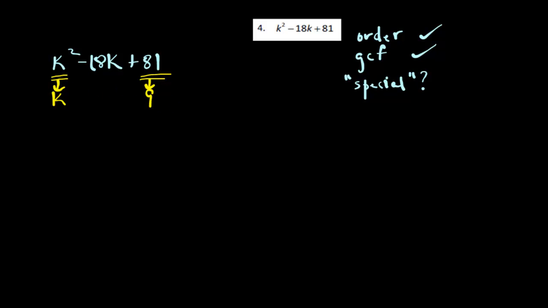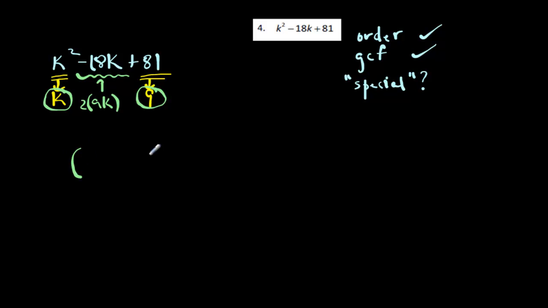Now the big question is, because this doesn't necessarily make it a perfect square trinomial, if I take the square roots of the ends, multiply them together, and then double it, do I get the middle term? So k times 9 is 9k. If I multiply that by 2, I do get 18k. So this is, in fact, a perfect square trinomial.